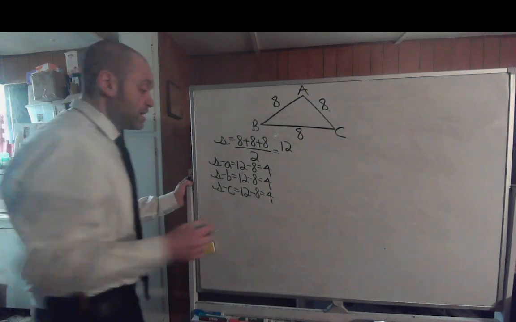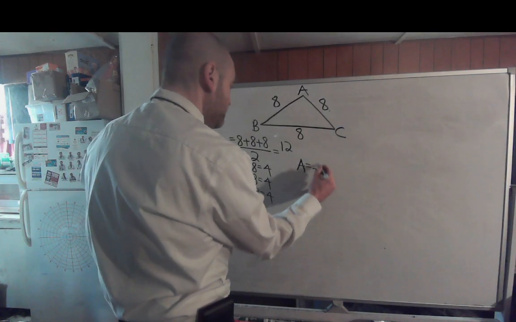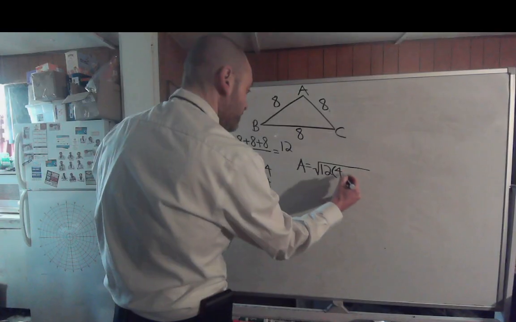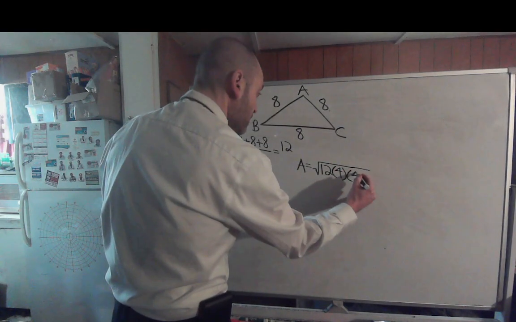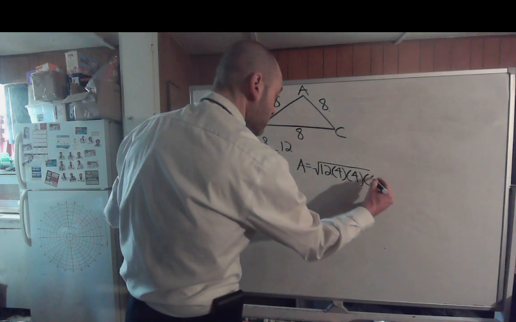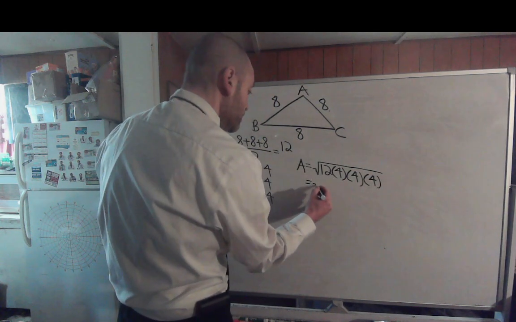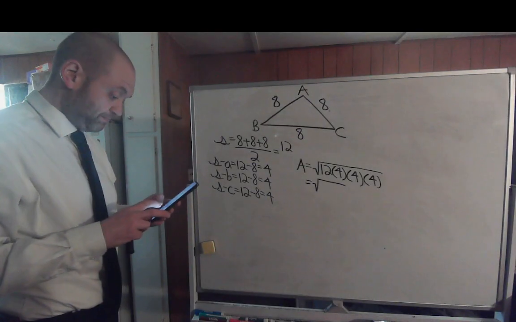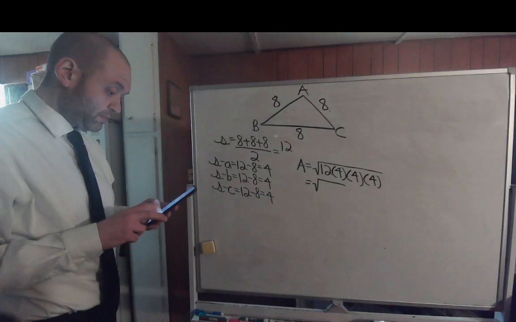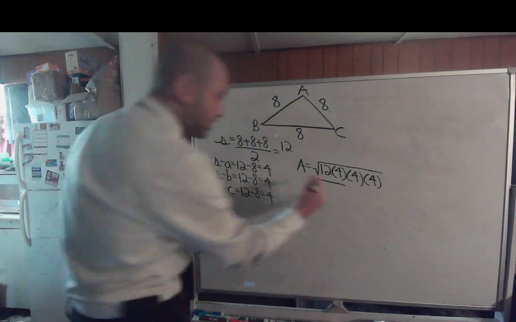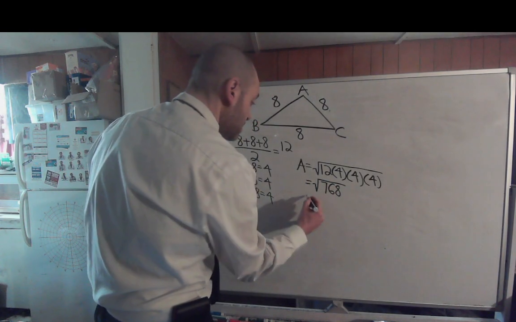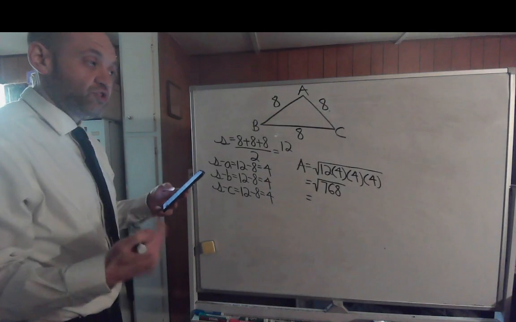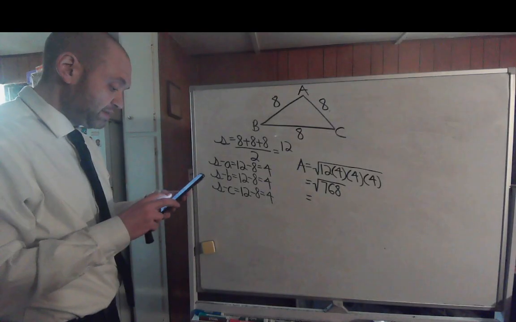So now we can apply the formula. Area equals the square root of the quantity of that s, which is 12, times your s minus a, which is 4, times your s minus b, which is also 4, times your s minus c, which is also 4, which is going to give you the square root of a really large number. Let's figure out what that is. That'd be the square root of 768, which we may be able to simplify. You may want to still simplify it because your answer may appear that way and your teacher may not want a decimal approximation.